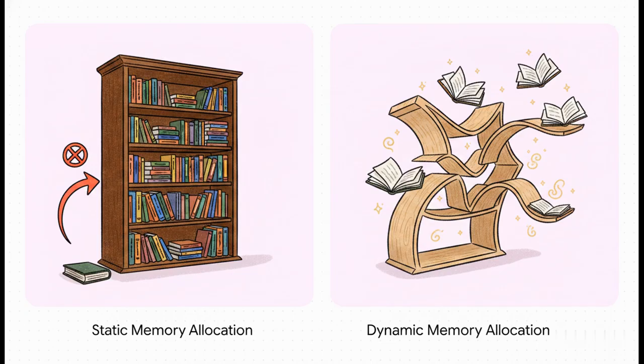Well, static structures, like arrays, give you fixed memory. It's kind of like buying a bookshelf with exactly 5 shelves. If you get a 6th book, you're out of luck. Dynamic structures, however, are like a magic bookshelf that actually grows as you add books to it. They adapt efficiently on the fly to prevent memory waste while the program is actively running. Pretty cool, right?